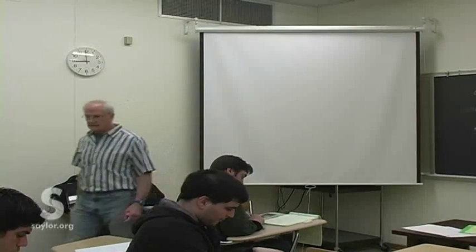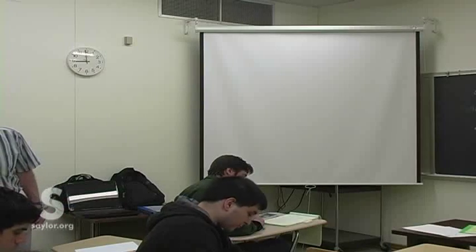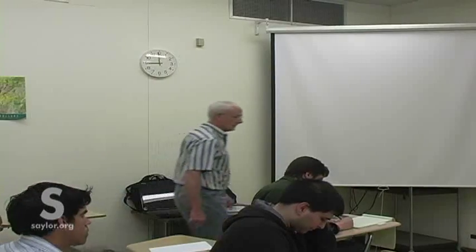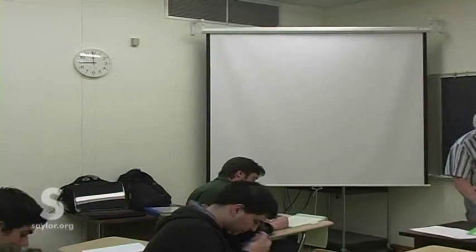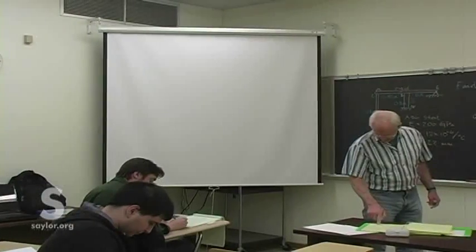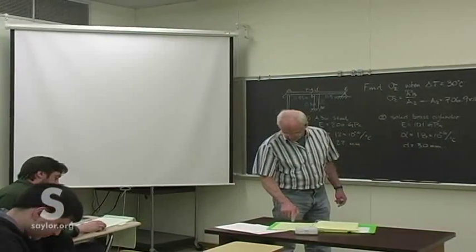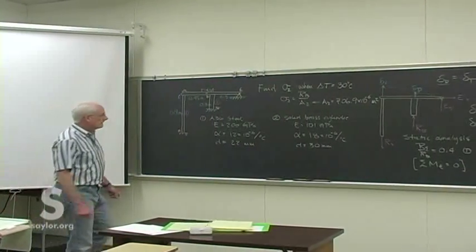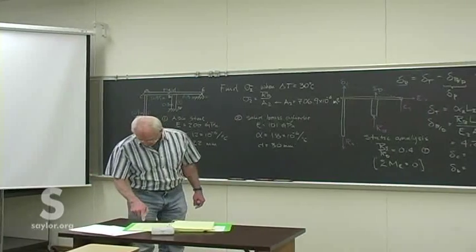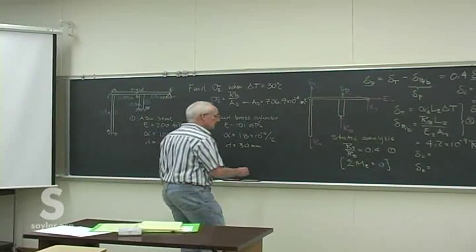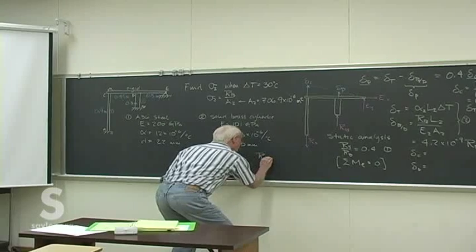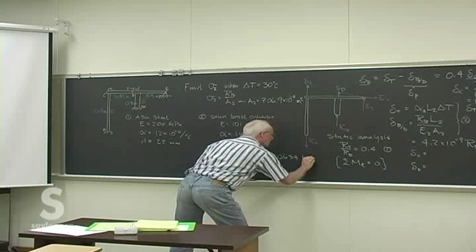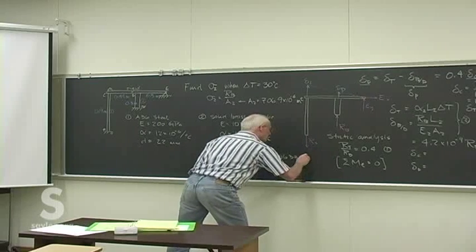Chris, you have anything yet? Still working. 0.4 millimeters. Maybe round off. I had 0.315. What was RB? 0.435. I don't happen to have RS written down. One of you has it though. 106.33, and that's kips? No, kilonewtons.